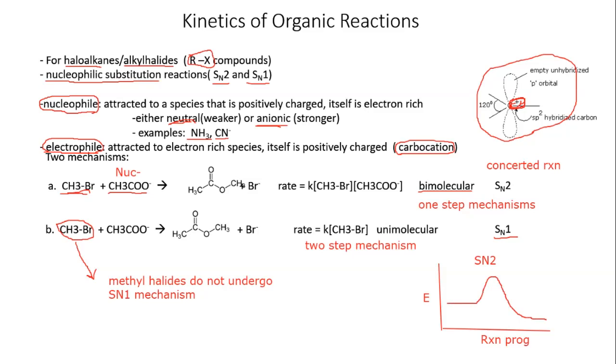Now, for an SN1 reaction, what does its energy diagram look like? So again, for SN1, the rate determining step is a unimolecular step. That's where the one comes from, but it's a two-step mechanism. So there are two steps in the mechanism for an SN1 reaction. So now if we draw the energy diagram for an SN1 reaction, we'll see the difference.